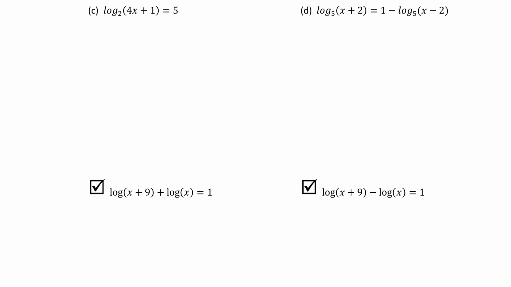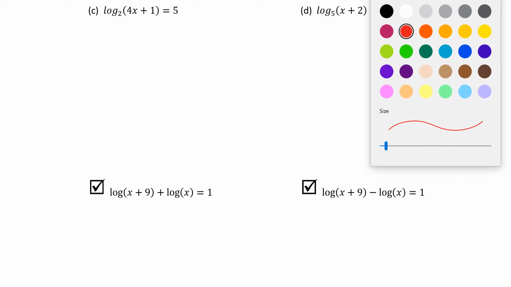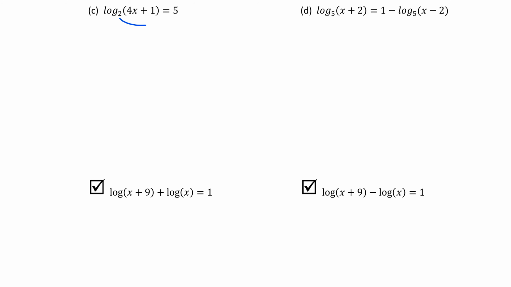Collect, condense, convert, check. On example C, the logarithm has been collected on the left side. It is condensed into a single logarithm. So to solve, we are going to convert to exponential form. So we take base 2, exponent 5 equals argument 4x plus 1. The result here is a linear equation in one variable, so we can solve that linear equation by isolating x.